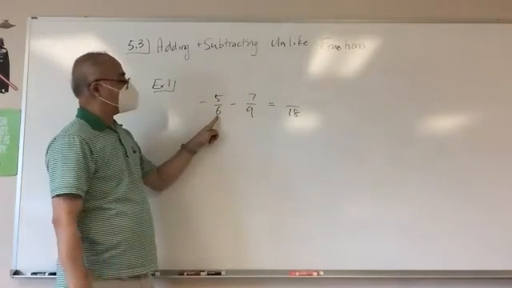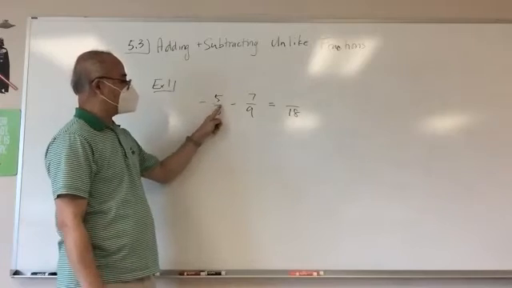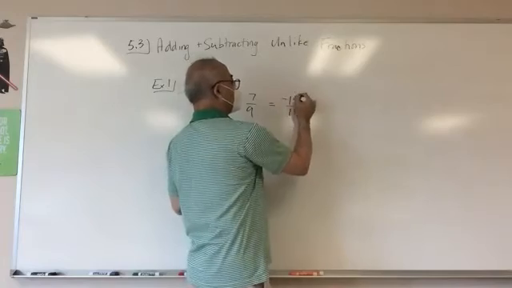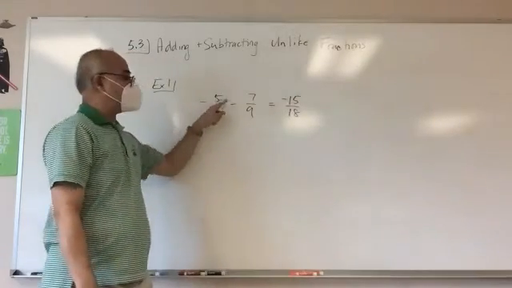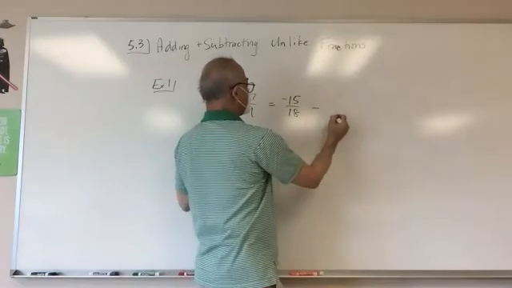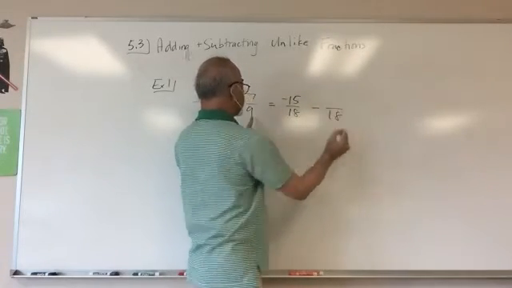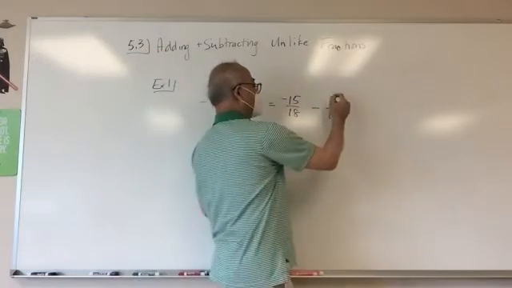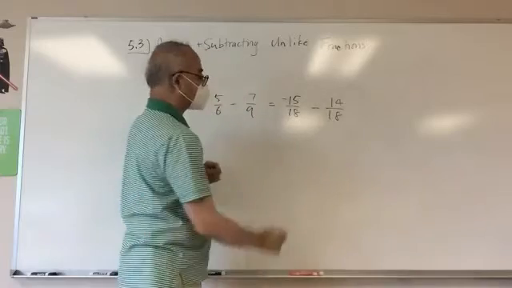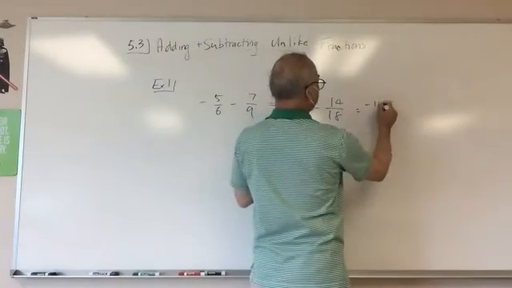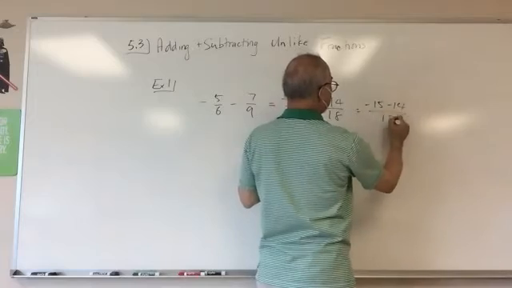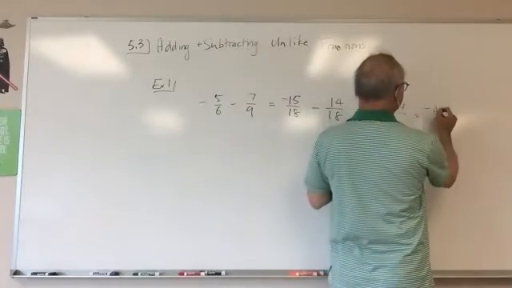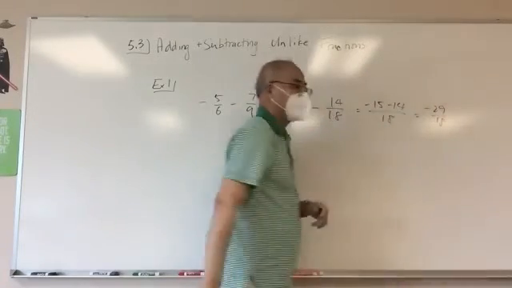So if I multiply this guy by 3, I'm going to multiply this guy by 3, right? So it's going to be negative 15, right? Because it's negative here, right? 3 times 5 is 15. I'm going to have minus, I went from 9 to 18, so I multiply this by 2. And I have to multiply the top guy by 2 also. So it'll be 14. Negative 15, negative 14 over 18. So I'm going to get what? Negative 29 over 18. And we're done here.